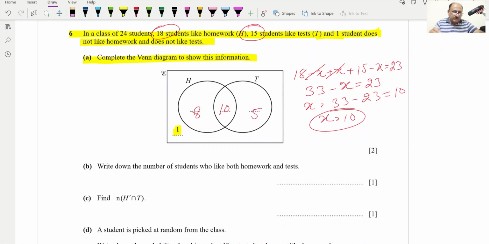Hopefully you understood this. B part, they are saying write down the number of students who like both homework and test. Both homework and test is this intersection portion, and in this intersection portion, this is basically 10 students, so the answer to this one will be 10.